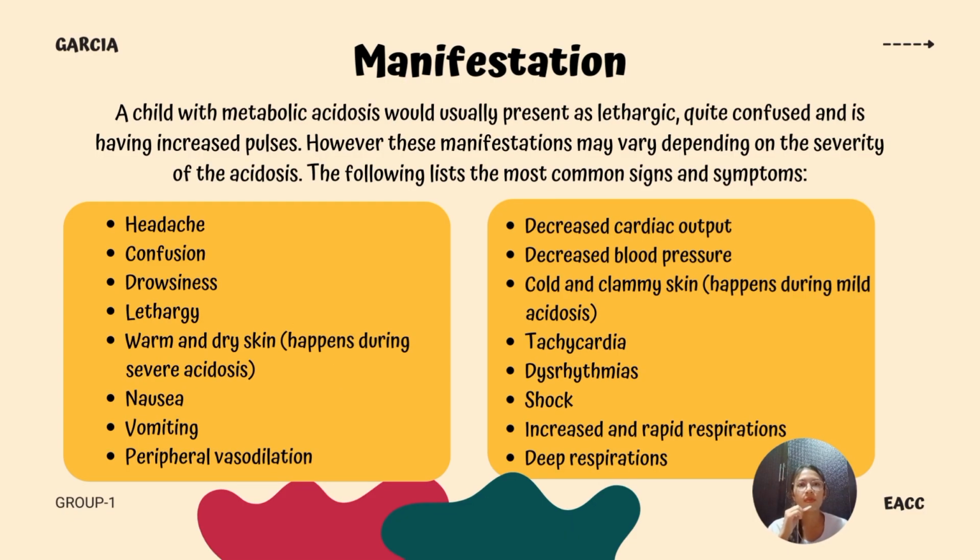So, para naman sa manifestation ng metabolic acidosis, yung mga bata na may ganito, usually, lethargic sila, quite confused, and mataas yung pulse rate nila. Tapos, depende pa rin sa severity ng acidosis yung manifestation. So, here are the signs and symptoms na pwede natin makita sa kanila.